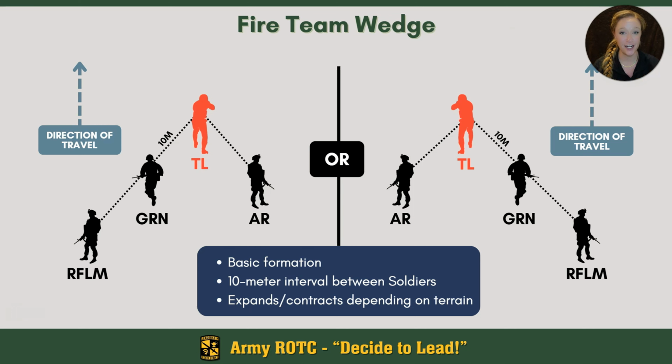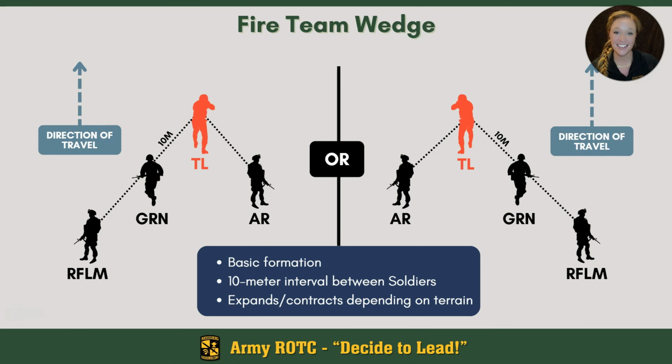Notice we're talking fire team, so just 4 personnel in this formation. We want to keep about a 10-meter interval between our soldiers. And then something that's cool about the wedge is that we can actually expand it and contract it depending on the terrain. So 10 meters is kind of the go-to rule of thumb for how far apart we want to stay, but we can change it and actually adjust our people a little bit within 5 to 10 meters of that to really work with that terrain.